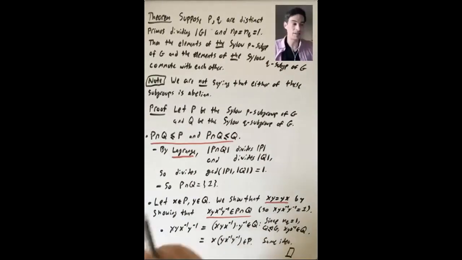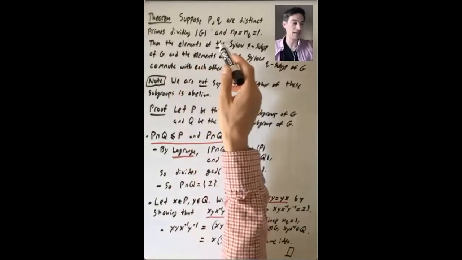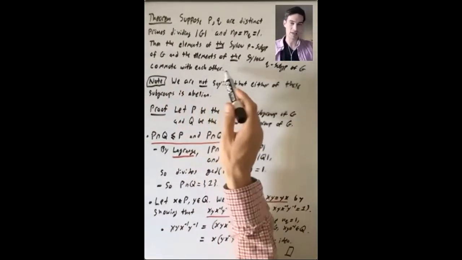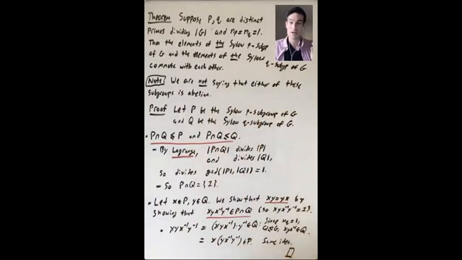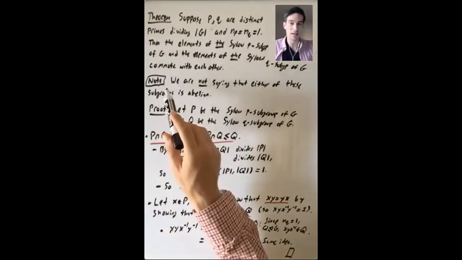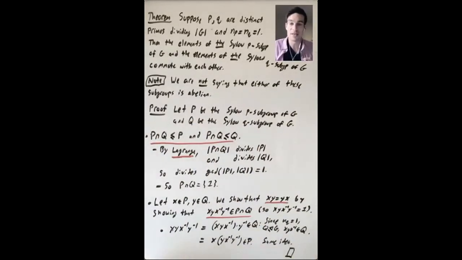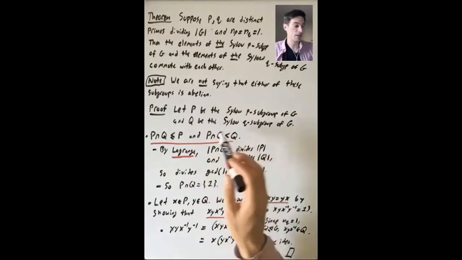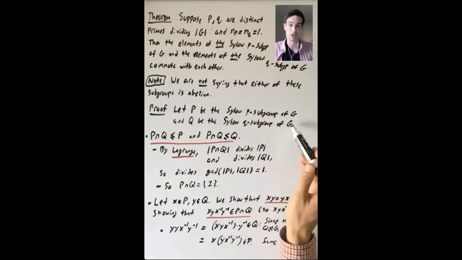The statement we're going to prove is that the elements of the Sylow p-subgroup of G and the elements of the Sylow q-subgroup of G commute with each other. So I just want to be clear that we're not claiming that either the Sylow p-subgroup or the Sylow q-subgroup are abelian. But what we are going to show is that if you take something in the Sylow p-subgroup and something in the Sylow q-subgroup, then they commute with each other. So let's name these groups. Let's say that P is the Sylow p-subgroup of G and Q is the Sylow q-subgroup of G.